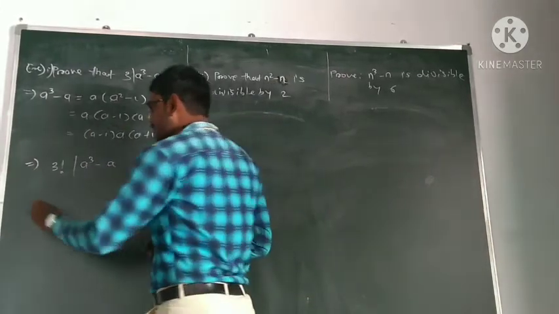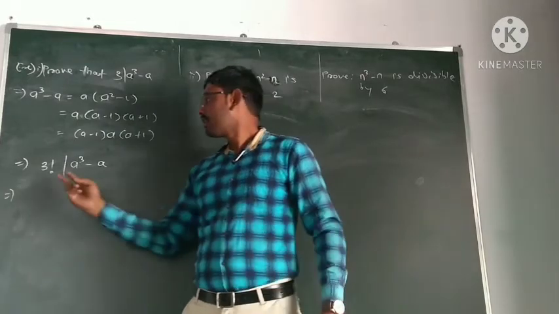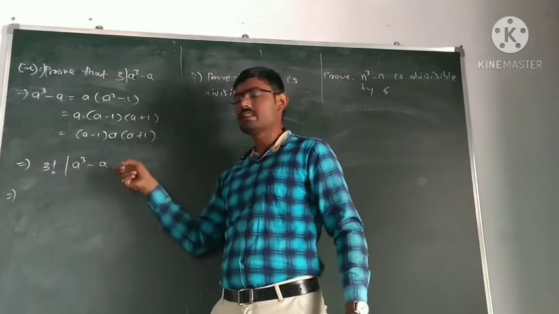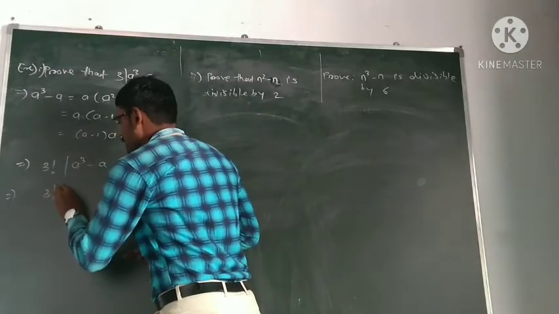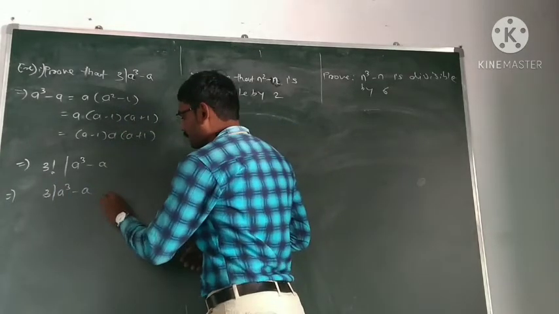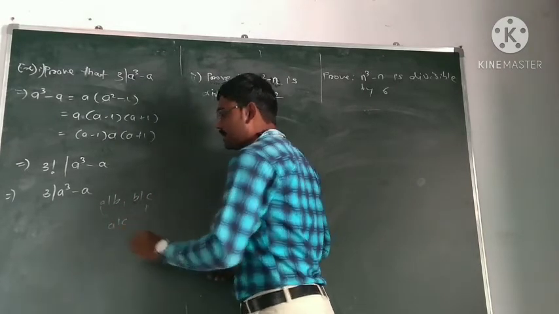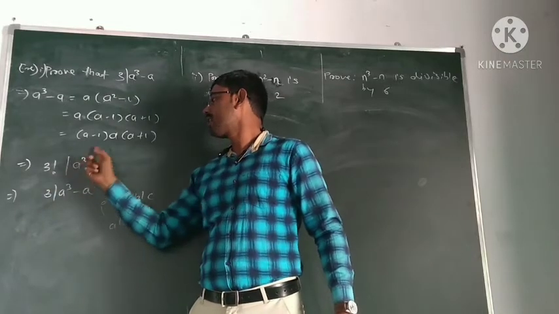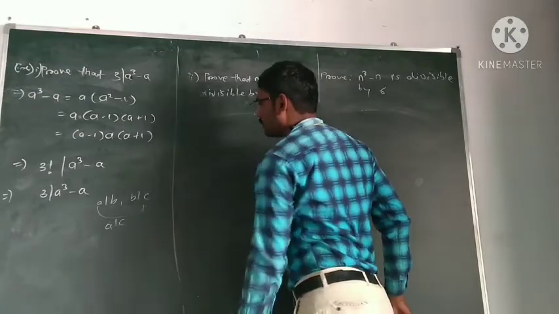We know 3 factorial means 6, and 3 divides 6, and 6 divides a cube minus a. That is, 3 divides 3 factorial, and 3 factorial divides a cube minus a, which means 3 also divides a cube minus a. You know the result: if a divides b and b divides c, then a divides c. Similarly, 3 divides 3 factorial, 3 factorial divides a cube minus a, so 3 divides a cube minus a. Okay. This is the first example.